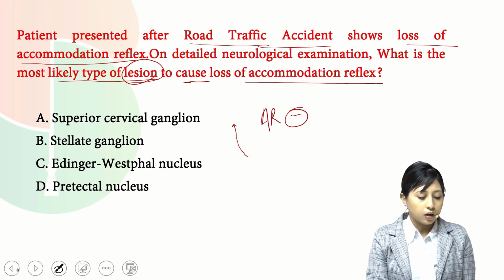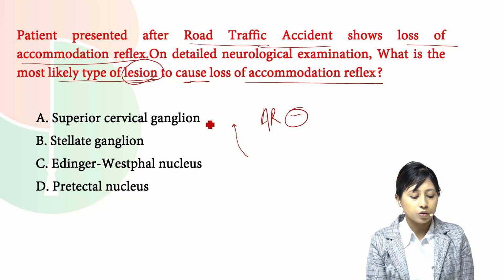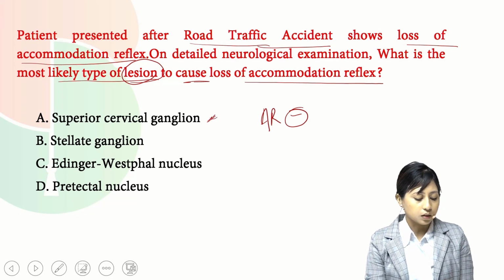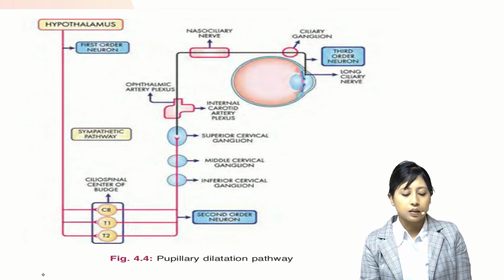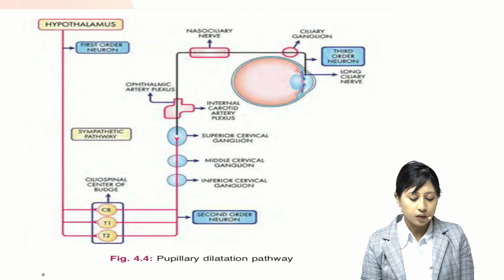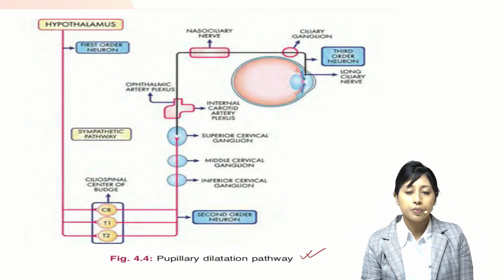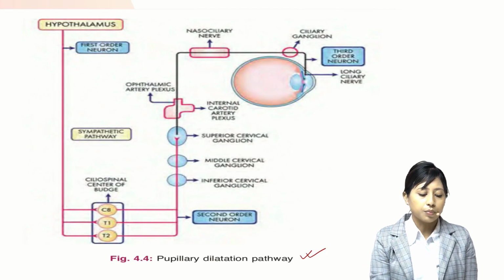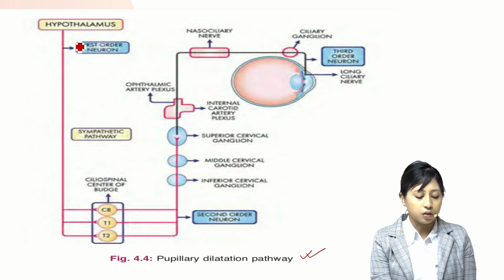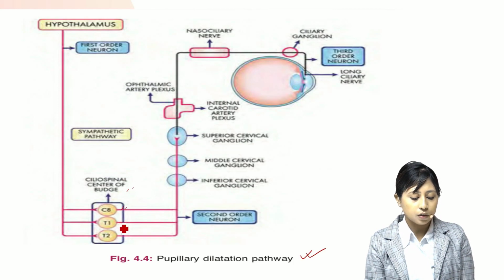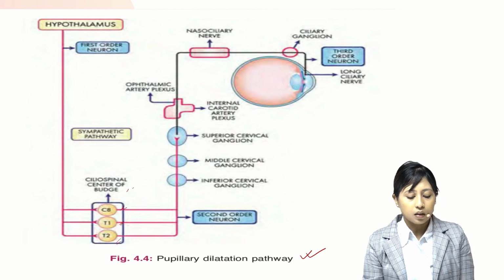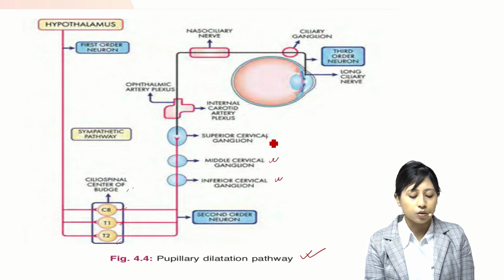Now, to understand the options, first, superior cervical ganglion, let us understand what pathway it involves. The superior cervical ganglion is involved in the pupillary dilatation pathway. How does the pupil dilate? From the hypothalamus, which is the first order neuron, the fibers pass through the ciliospinal center of Budge and are released at the C8, T1, T2 vertebrae.